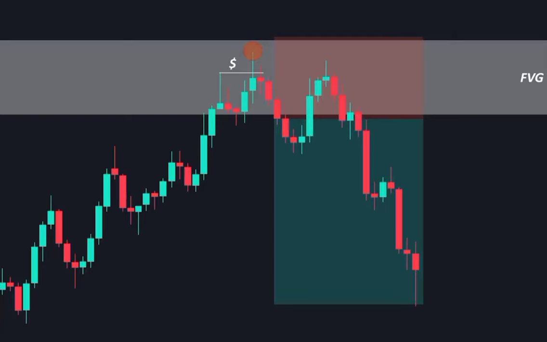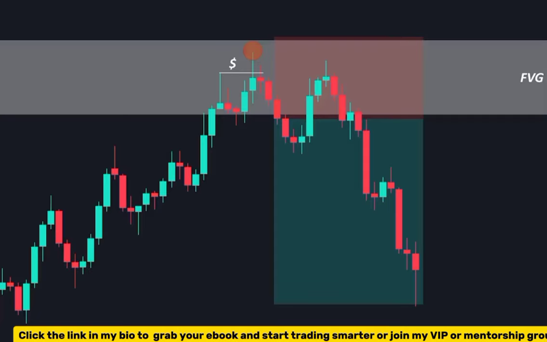Enter the trade after confirmation, place your stop loss above the liquidity grab, and aim for the next key level below. With all that said, make sure to use proper risk management to protect your capital. Stick to your plan and avoid emotional decisions. This strategy works best in trending markets, not in choppy conditions. Keep learning and reviewing your trades to improve over time.